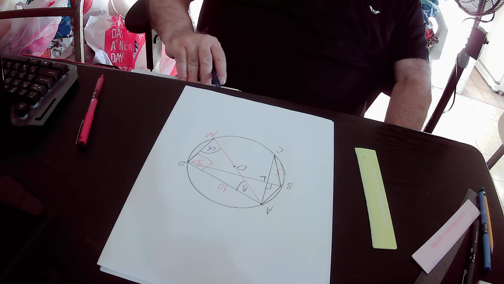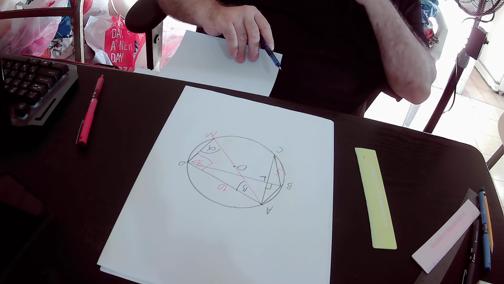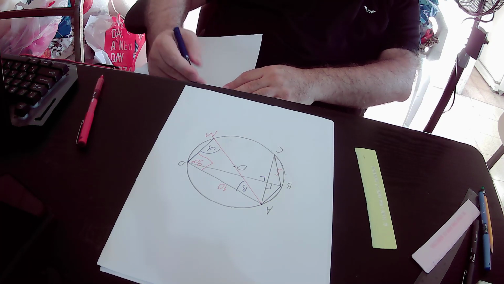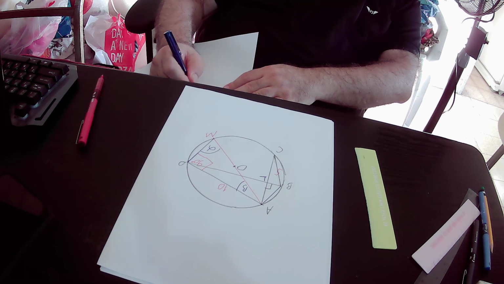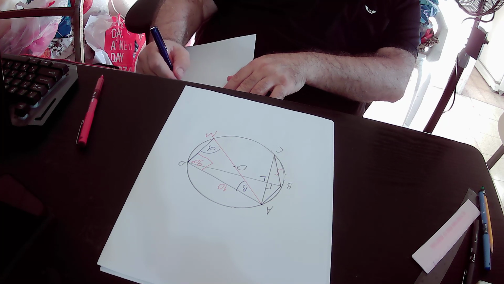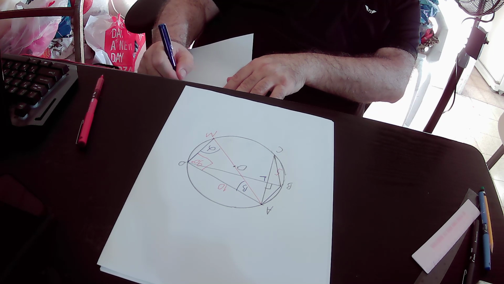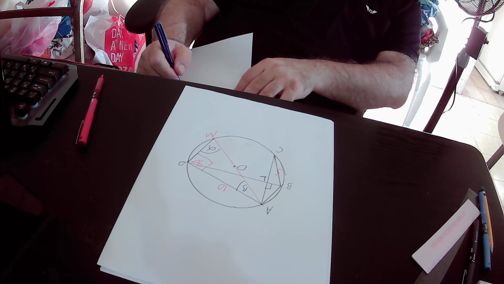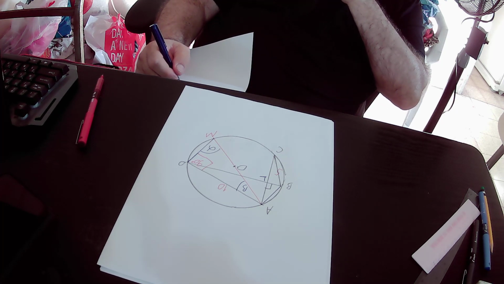We actually have rule number 2. Rule number 2 states that if two peripheral angles rest on the same chord, then they are equal to each other.